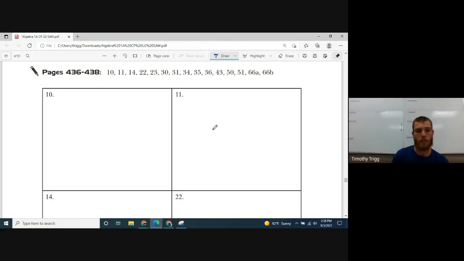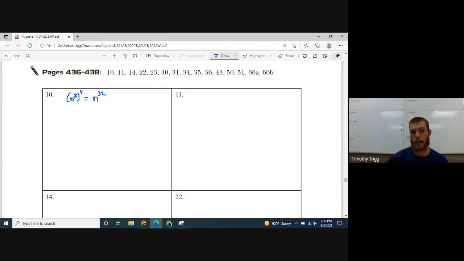Let's go to the next set of problems on page 436 and through 438. Start on question number 10 here. Here, we're going to talk about a power to a power. So in this one's case, number 10, we have n to the power of 8, and then that is to the power of 4. So when you have a power to a power, what you do is you multiply those powers. So this is going to give us n to the power of 32, okay?